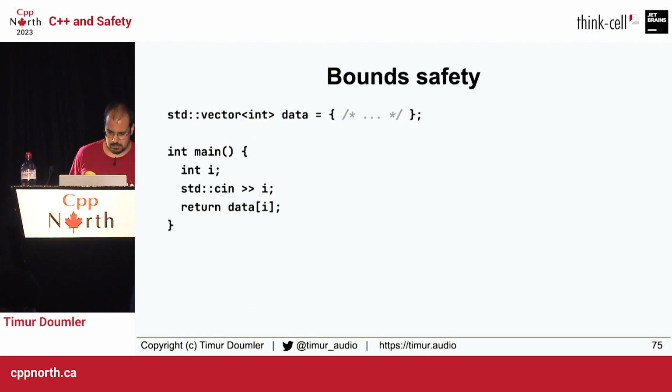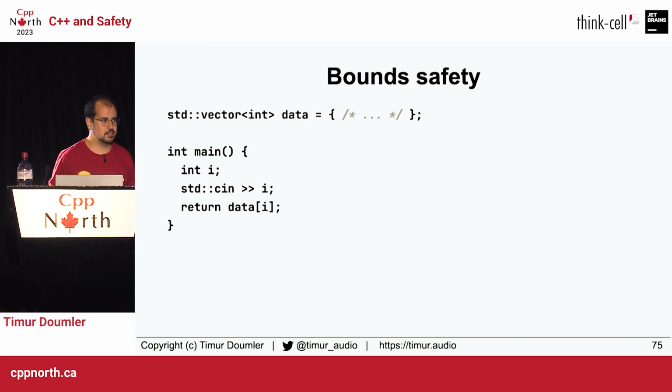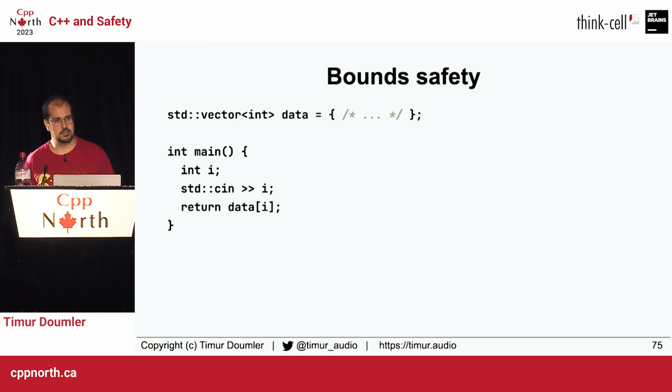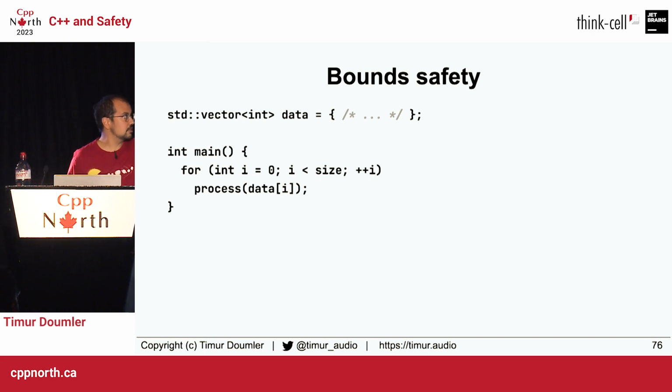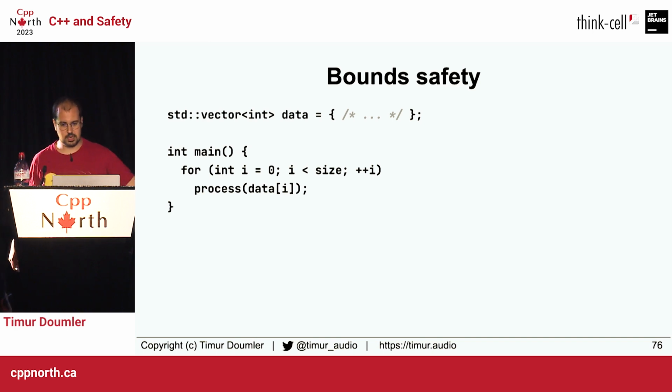Bounds safety. In C++, nothing prevents you from doing something like this, right? You just read an index from the terminal and use that to index into a vector. And then you can potentially read any memory anywhere, which might open you up to a vulnerability, or something else might happen, like a crash. Slightly different example: you loop over the vector, but is the size the actual size of the data? Maybe not. Maybe this size is some other number, and then you again have this problem.